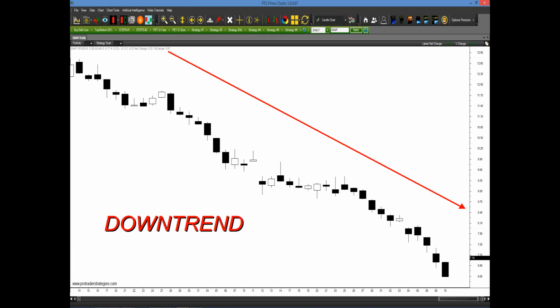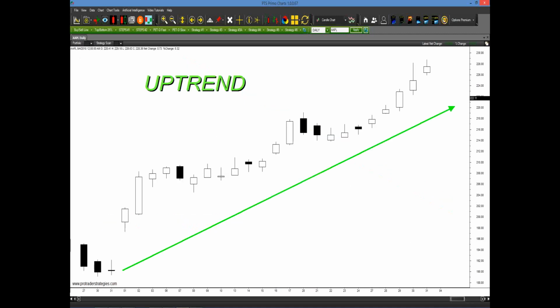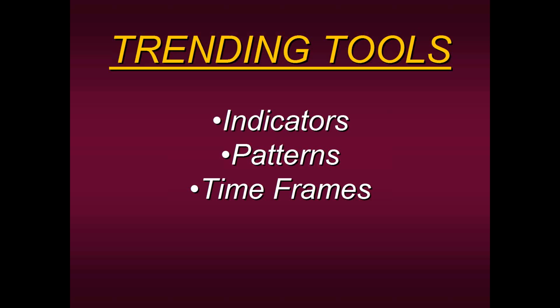Obviously, here's a strong downtrend right here. This is a strong downtrend that we looked at earlier, and here's the very strong uptrend. So we want to be trading with these trends. We don't want to be going against them. We don't want to be viewing candlestick patterns as reversal patterns. We want to view them as continuation patterns.